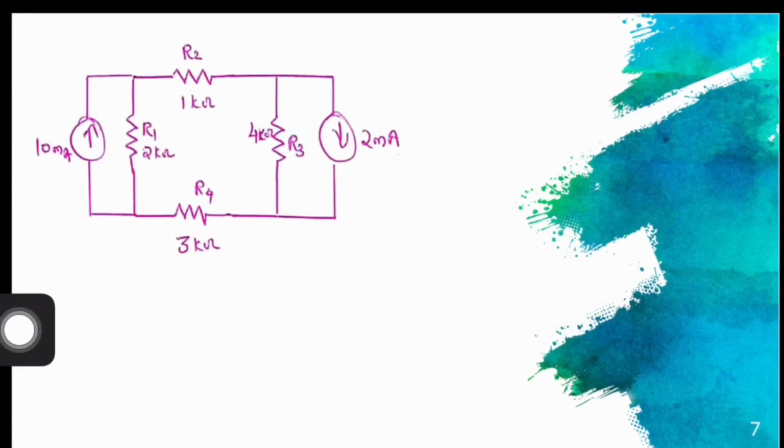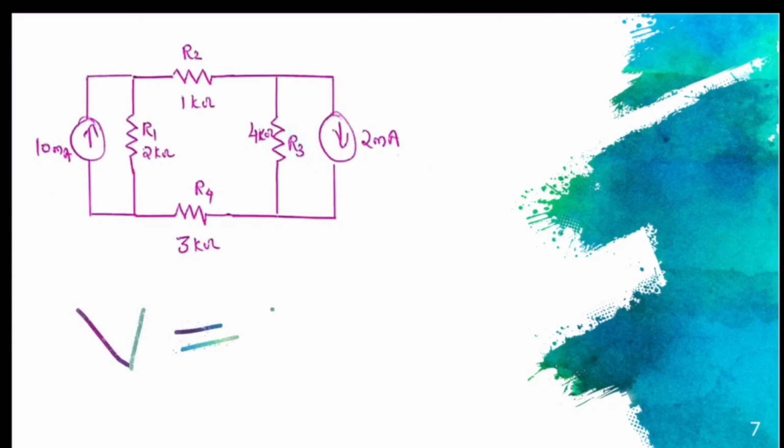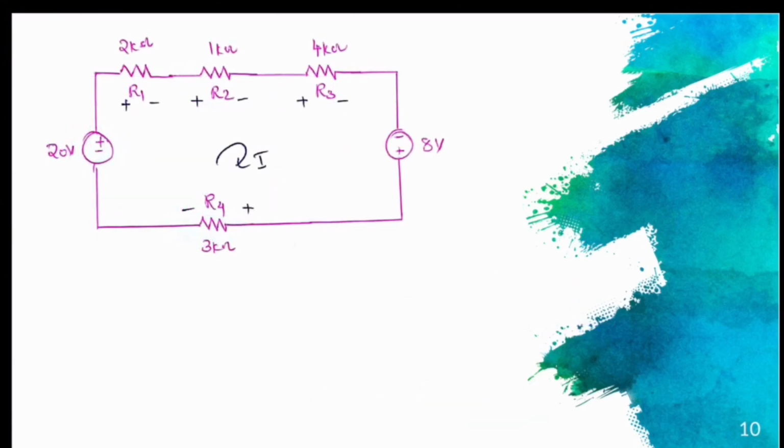Our next task is to find out the equivalent voltage source for this practical current source. As you know, it is equivalent to a voltage source with the value V is equal to 2 milliampere into 4K. That is equal to 8 volts with positive polarity at the bottom. Why is it so? You can see the current source is in downward direction. That's why we selected positive polarity at the bottom. After replacing the two practical current sources with their equivalent practical voltage sources, we get a network like this.